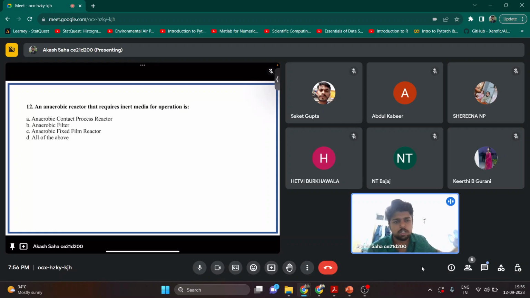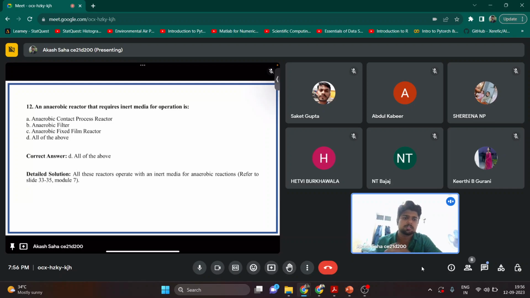Actually, the answer is all of the above, because in all of them it requires an inert media. So in the anaerobic contact process there should be contact with the media, and in the filter also, and also in the fixed film reactor. So everything requires an inert media.